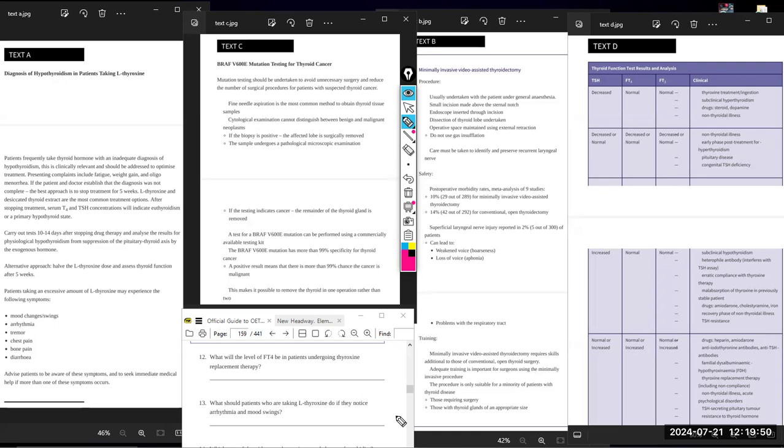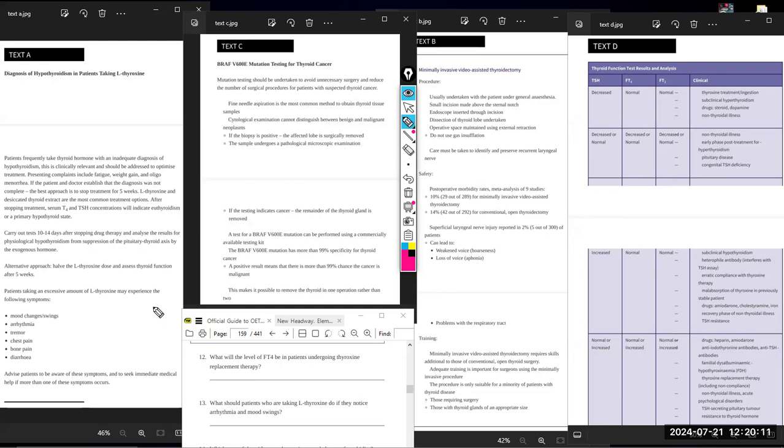Seek immediate medical help. Exactly. That's amazing. But how did you know that? Because they mentioned the symptoms before. Yeah, exactly. Which text? Text A. Thank you so much. Which line, for example?